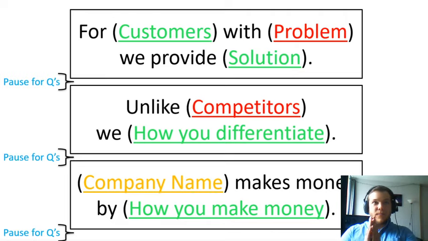So for customers with problem, we provide solution. Unlike competitors, we, how you differentiate, company name, makes money, and how you make money. That in essence is your elevator pitch. There are exercises, and I'm going to walk you guys through them in just a second from Techstars, but that is the end goal of what you're looking to create.